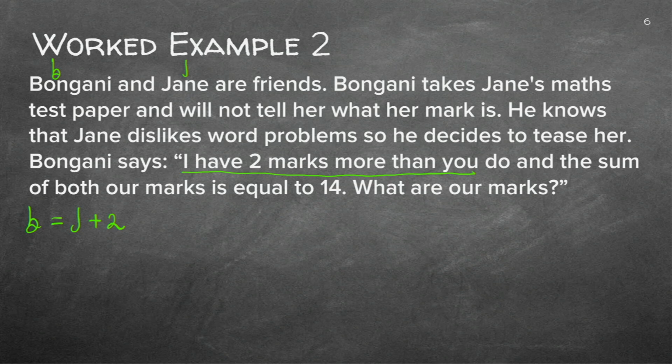And also it says, and the sum, so it means if you add, so the sum of both our marks is equal to 14. So the moment you add Jane's mark and also Bongani's mark, you need to get 14. So that is what we have from that statement, and just like that we have our 2 equations, guys. So it won't be that difficult to work with this one. So let's see how we can work around this one.